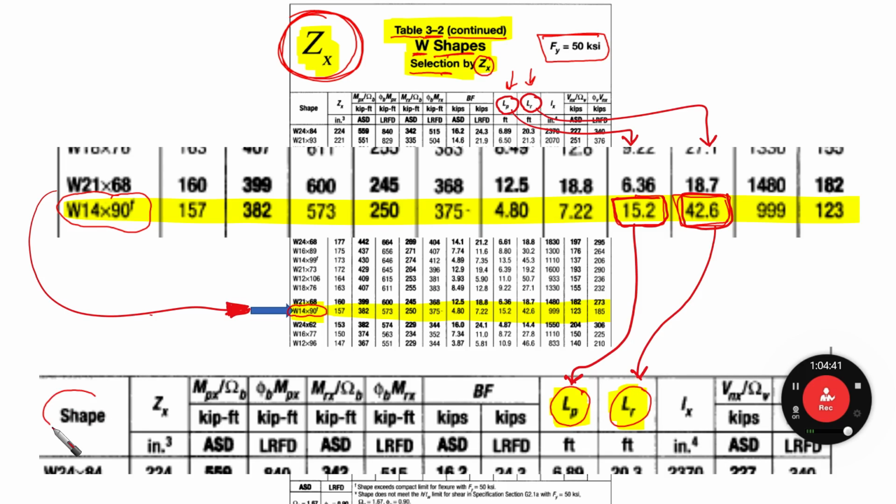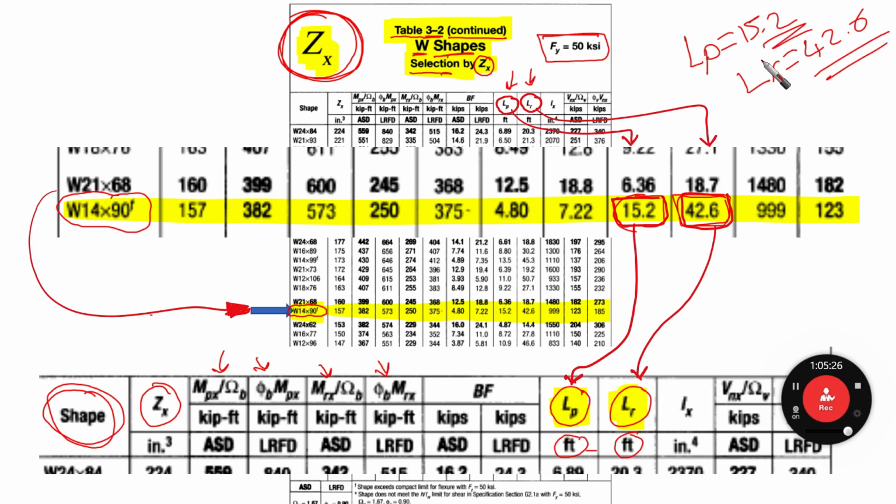So the table gives you the shape in the left column, then ZX, and then different values for the LRFD and ASD moments. Then you are going to find these columns, LP and LR. Remember, they are provided in feet, so if you are using another set of units, you need to take into consideration the conversion from imperial units to your units. So this is what we are going to use now: LP equal to 15.2 and LR equal to 42.6. Easy to obtain.